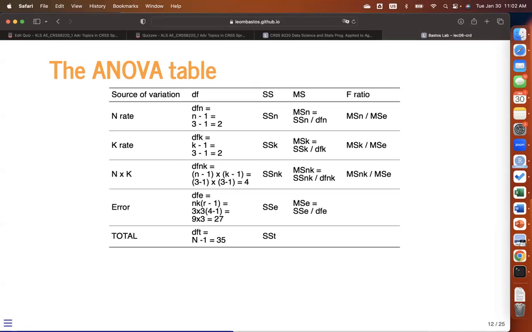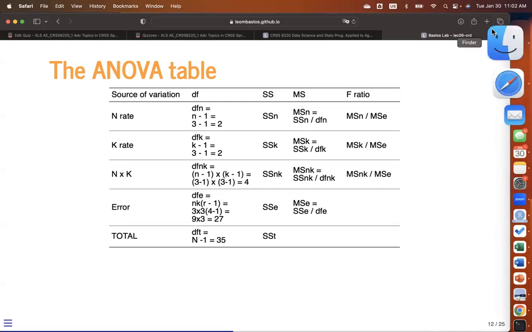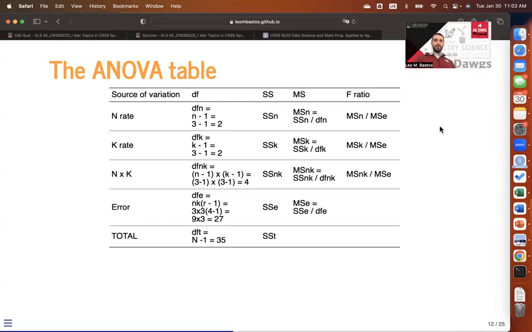Okay, so let me just get some idea of your familiarity with this ANOVA table. If you understand at least 80% of what's going on here, please raise your hand.